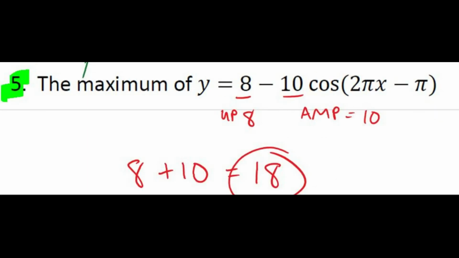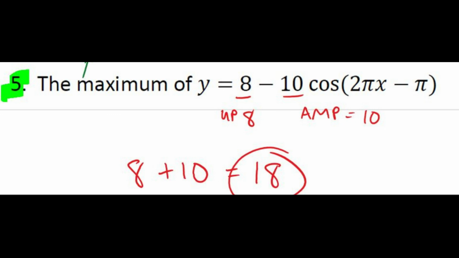Next one, maximum. Once again, we're taking both things into consideration, the vertical shift and the amplitude. This whole graph is being shifted up 8 units and then has an amplitude of 10. So we go up 8, and then from that 8 line, we're going up 10 from that, down 10 from that, up 10 from that, down 10 from that. The highest point this will reach is up 8 for our vertical shift, and then our amplitude is 10, so 10 on top of that. So 8 plus 10 is 18, and that is what we get for the maximum.